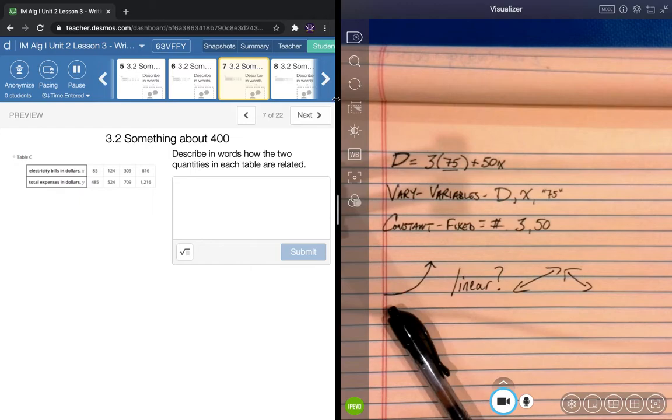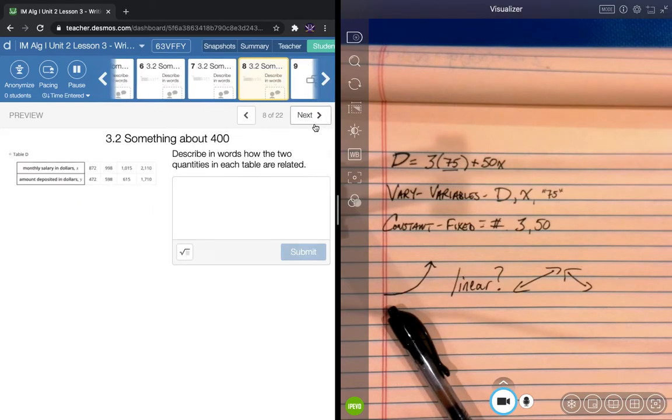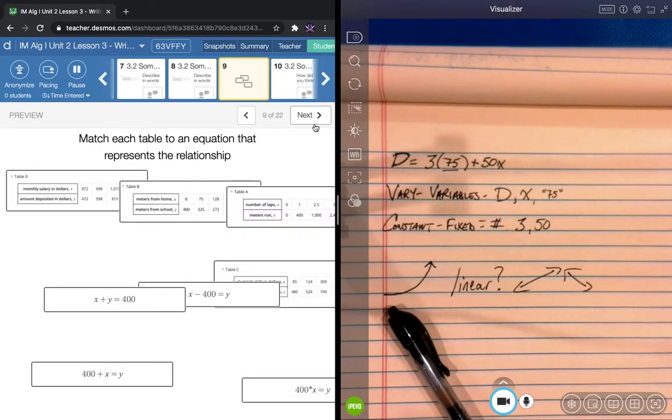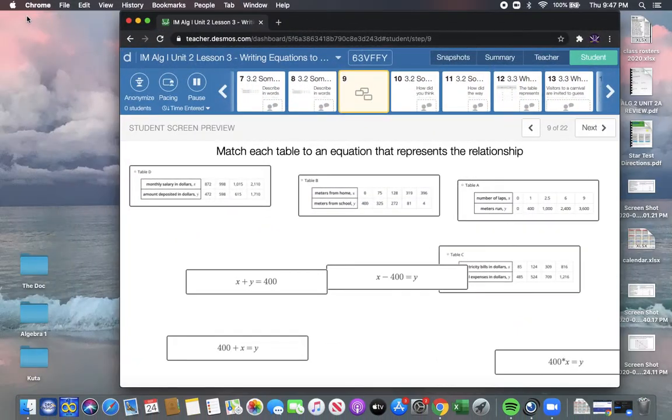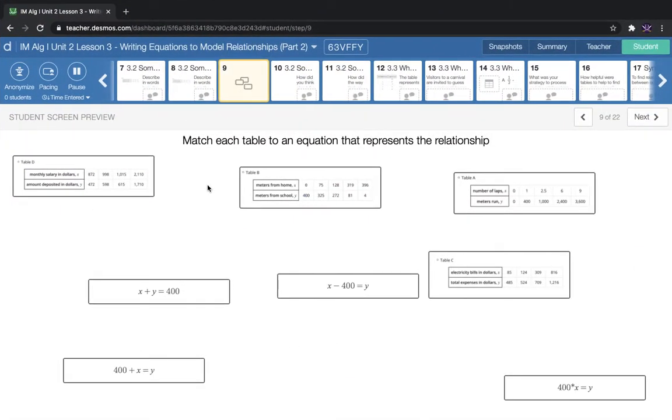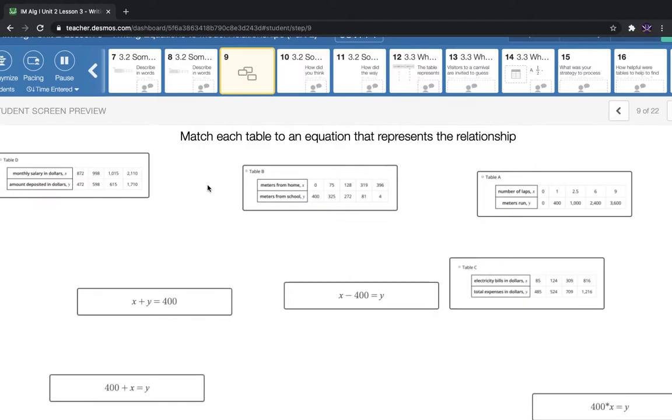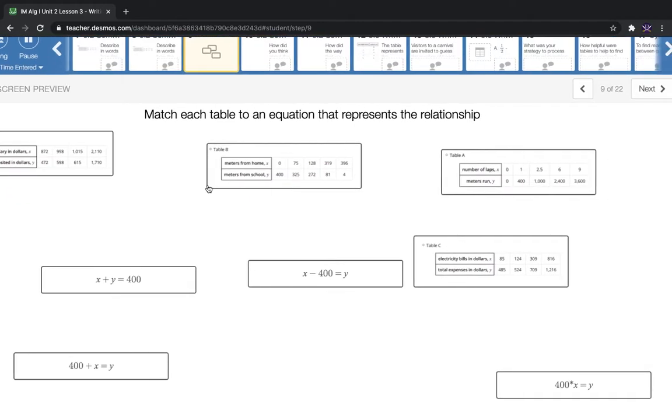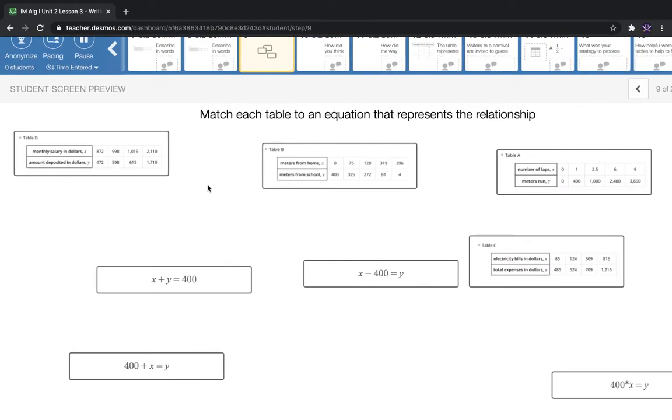I'm going to go ahead and we kind of see what those look like. Let's go ahead and make this bigger, all the way bigger so that we can see. So here we have some of the different ones that we just did. Here it's going to say, when I add them, I get 400.